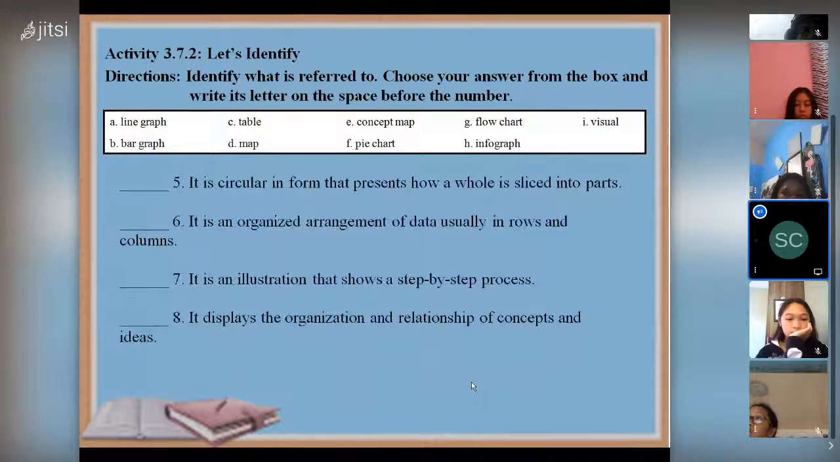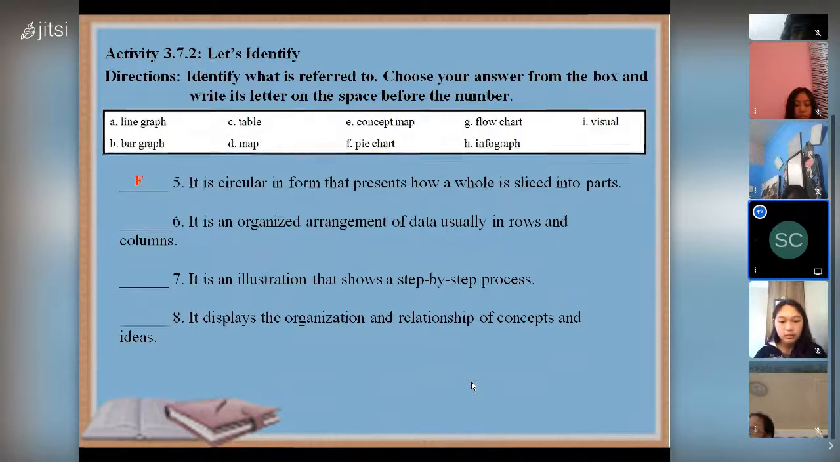Okay, number 5. It is circular in form that presents how a whole is sliced into parts. Letter F, pie chart. Okay. Circular in form, presents how the whole is sliced into parts. So the whole is divided into parts. So that is a pie chart.